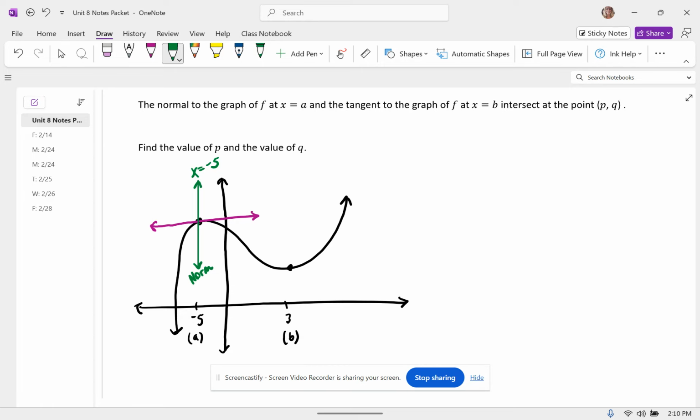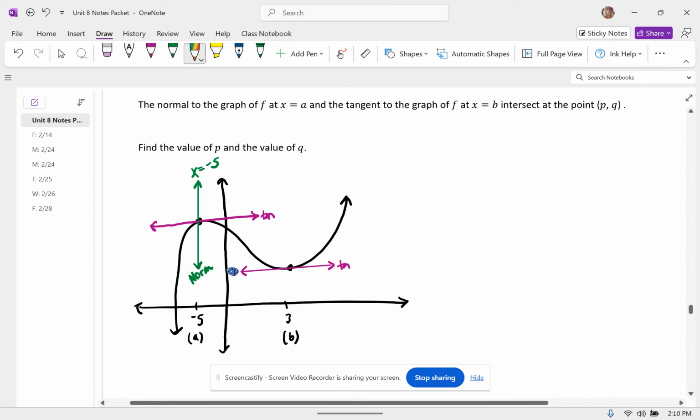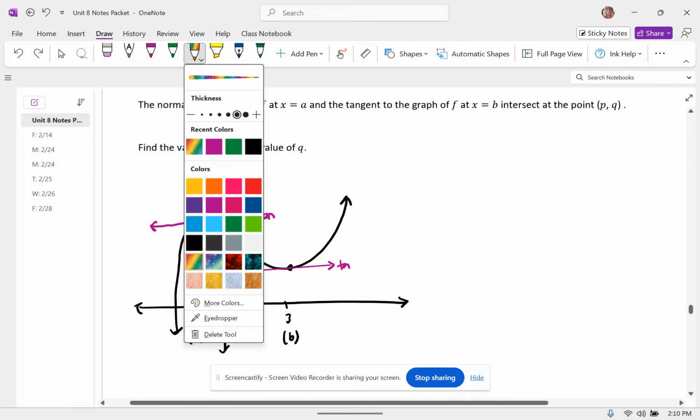And the tangent to the graph of f at x equals b. Okay, so same thing. Let's do it again. This is the tangent. This is not the normal. We're just looking at the tangent. Okay, cool. So the tangent to the graph of f at x equals b intersects at the point PQ. Okay, so we're looking for where this guy intersects. Oh, that's way too thick. You can't even see what I'm writing.